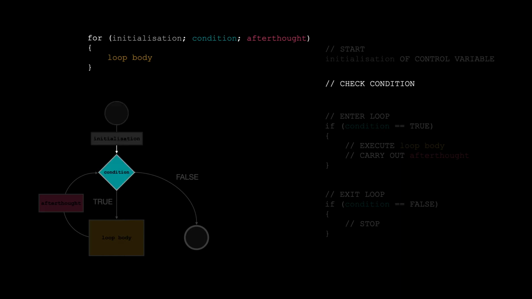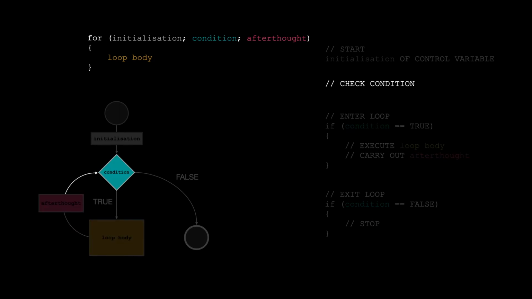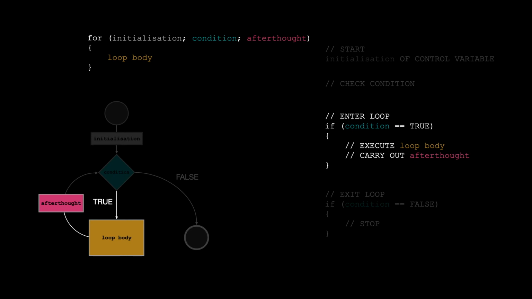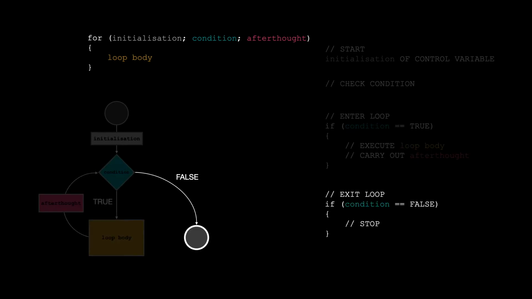The control variable is then tested within the condition statement, and similar to before, if the condition is satisfied, we enter the loop, and execute the code within the body. Following this, before returning to the condition, the afterthought occurs. Here the control variable is adjusted in some way that may result in a different outcome when retesting the condition. Again, the cycle repeats until a condition is not satisfied, at which point we exit the loop.